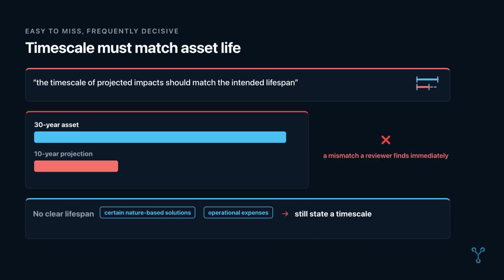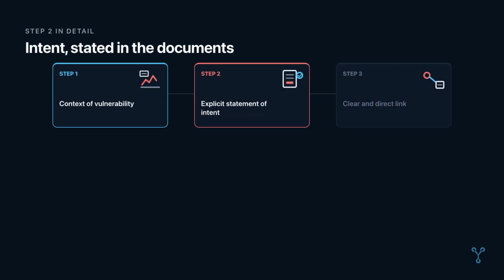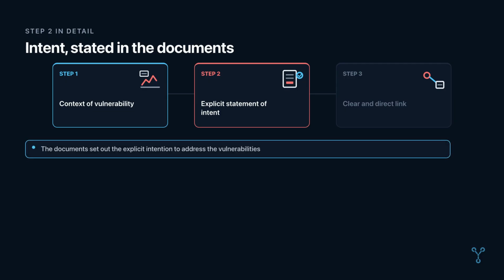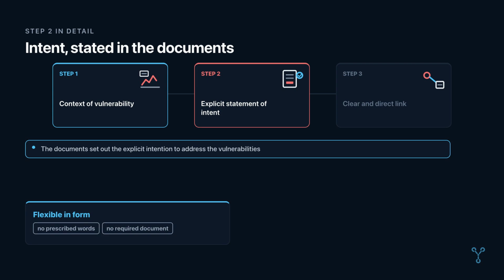Some activities do not have clear lifespans. The methodology names certain nature-based solutions and investments in operational expenses. An appropriate timescale must still be considered and stated for these. For Step 2, the context must be established first. Then the project documents should set out the explicit intention to address the identified vulnerabilities. The methodology is deliberately flexible about how that intent is demonstrated. There is no prescribed form of words.